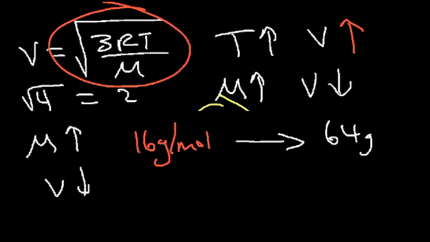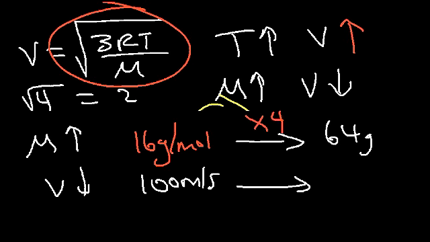So let's say the velocity was 100 meters per second. If the molar mass increases by a factor of 4, the square root of 4 is 2, the velocity is going to decrease by 2, so we have to divide by 2 since it's decreasing. If it's going to increase, we would multiply. So it's going to be half of what it was, which means it's going to be 50. Now, if you were to increase the molar mass by a factor of 9, the velocity would decrease by a factor of 3, or you have to divide it by 3. So the velocity is inversely proportional to the square root of the molar mass.